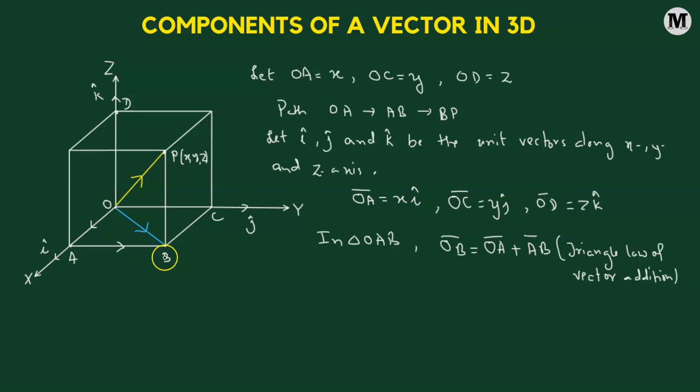However, we know that OABC is a parallelogram and the opposite sides are equal. Or in other words, we can say that this is a cube and the sides of the cube are equal.